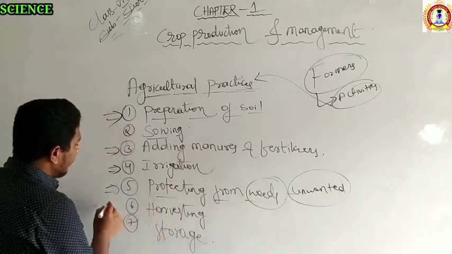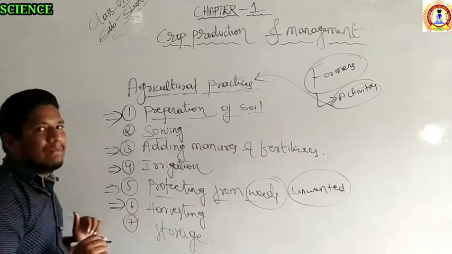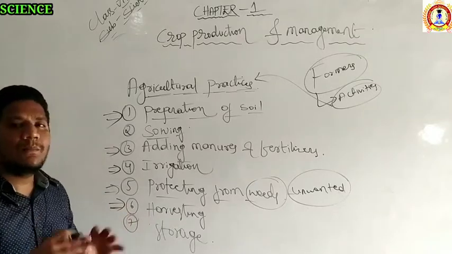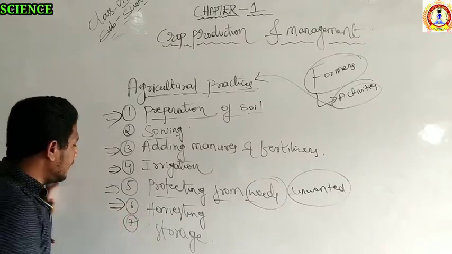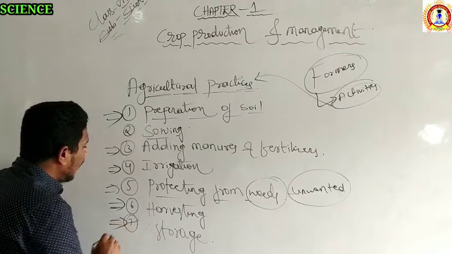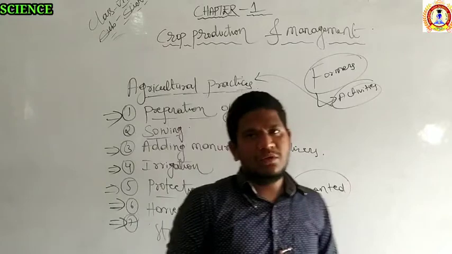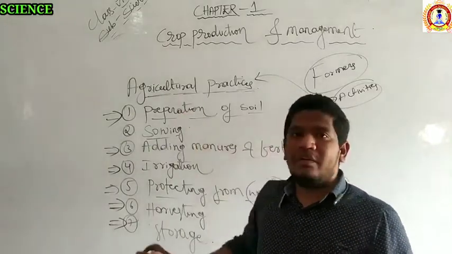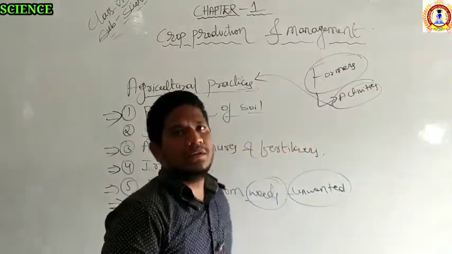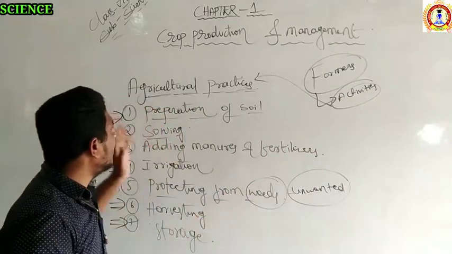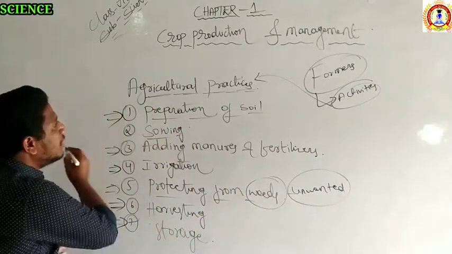Then harvesting. What is harvesting? It is the time of taking the produced crops. Storage is nothing but the crop we grow has to be stored in a particular place. So these all are the agricultural practices. Now, next, we are going to study each practice one by one.